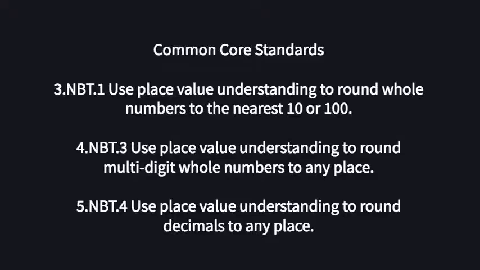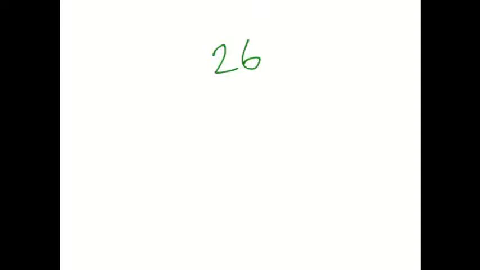How do we do that? Let's take the number 26, for example. When we ask students to round 26 to the nearest tenth, we often teach them a rule. We teach them to look at the number in the ones place, in the ones digit, and we ask students to determine if that digit is greater than or equal to 5, and if so, to round that number to 30. However, if that digit is less than 5, we ask students to round that number to 20.